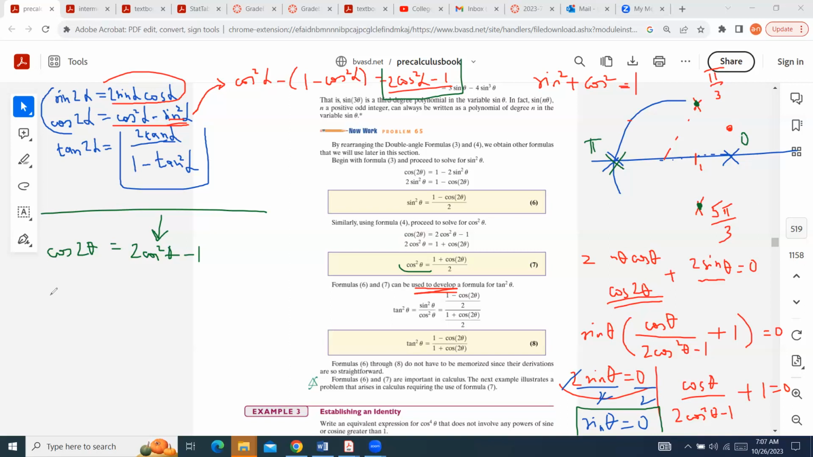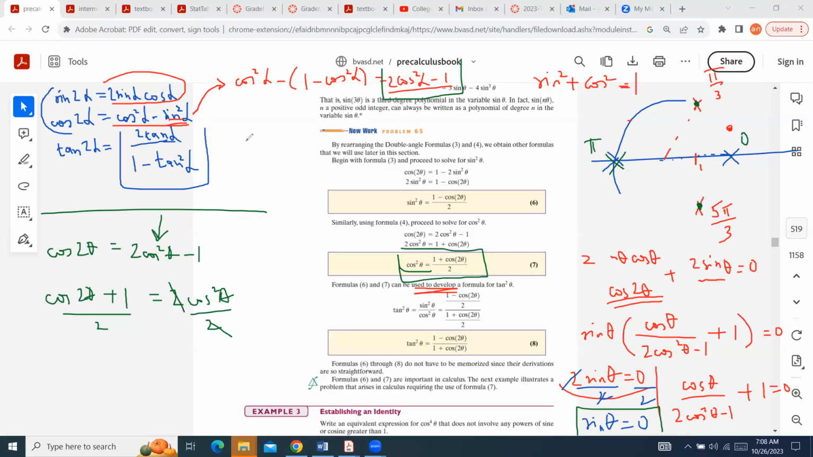Because if you bring the 1 to the other side, it'd be plus 1. And then since you have 2 of these cosines squared, you just want to divide both sides by 2. So there'd be just 1 cosine squared. And you got this form.